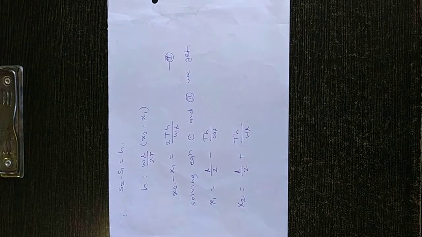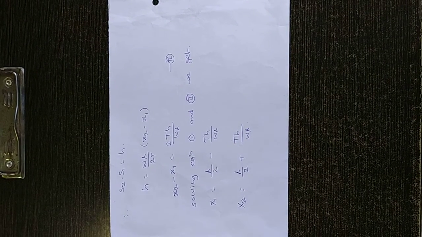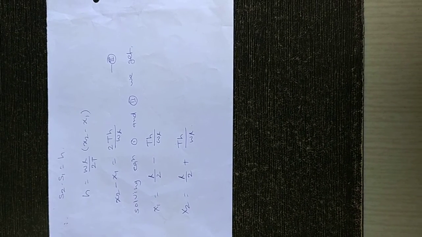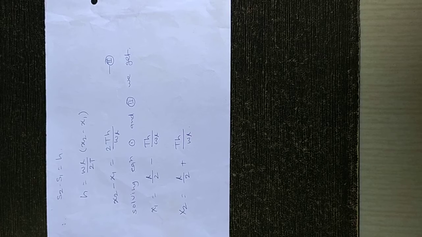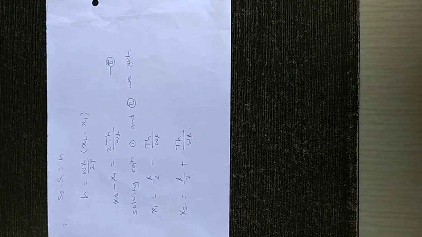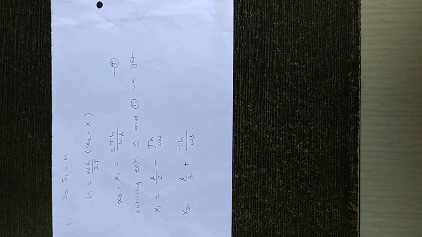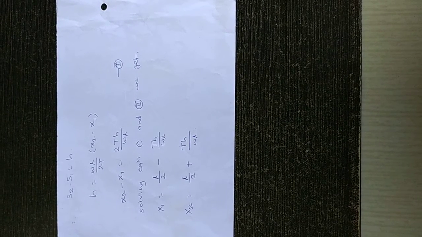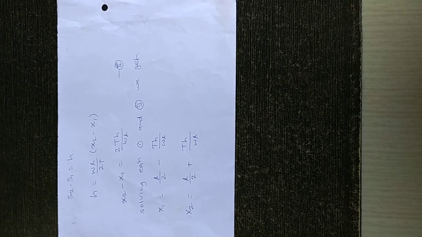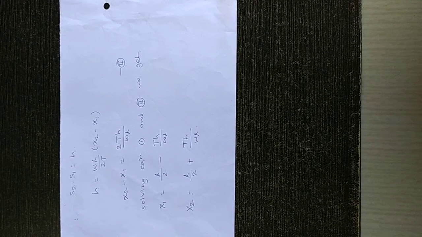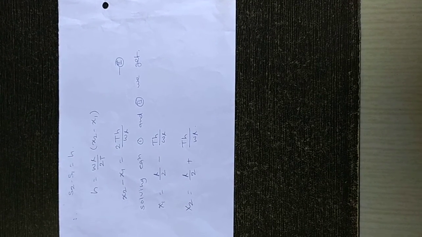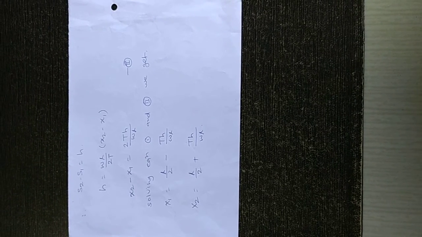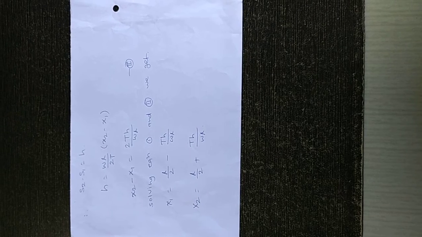Put this value into the equation. Then H is equal to WL divided by 2T into x2 minus x1. Then from above equation, x2 minus x1 is equal to 2TH divided by WL. This is the second equation. By solving the first and second equation, x1 is equal to L divided by 2 minus TH divided by WL, and x2 is L divided by 2 plus TH divided by WL. These are the equations of the sag we have to use when supports are at unequal level.